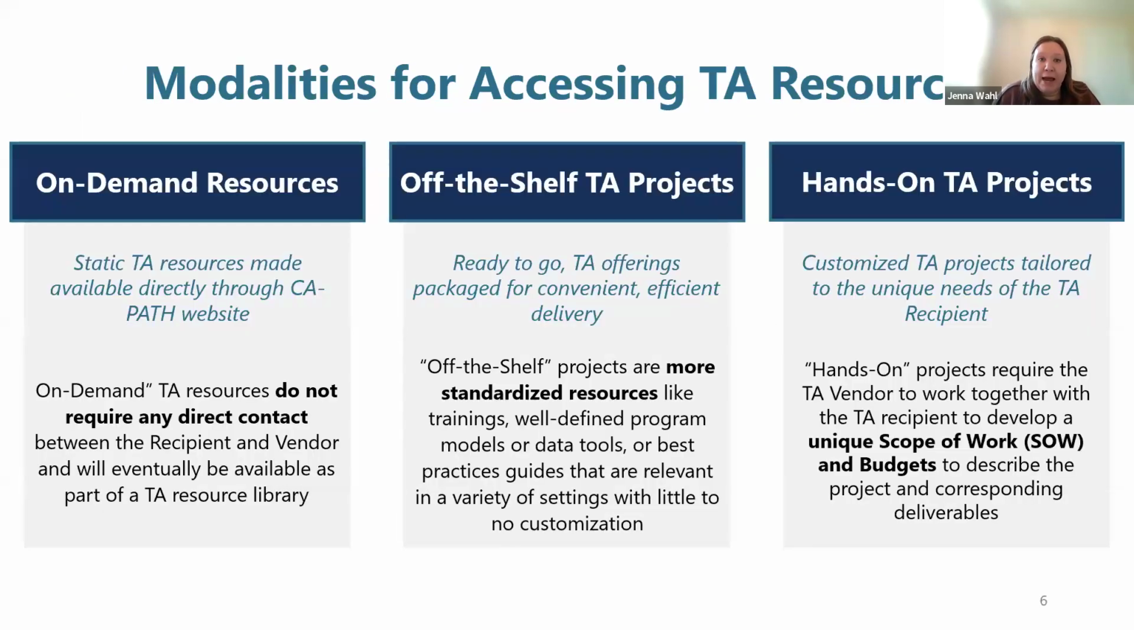The different modalities for accessing TA Marketplace resources include on-demand resources, which are publicly available resources through the TA Path website; off-the-shelf projects, which are standardized projects with well-defined program goals and deliverables set by the TA vendors, which are approved through the TA vendor procurement process; and hands-on projects that are unique projects tailored to the needs of a TA recipient.